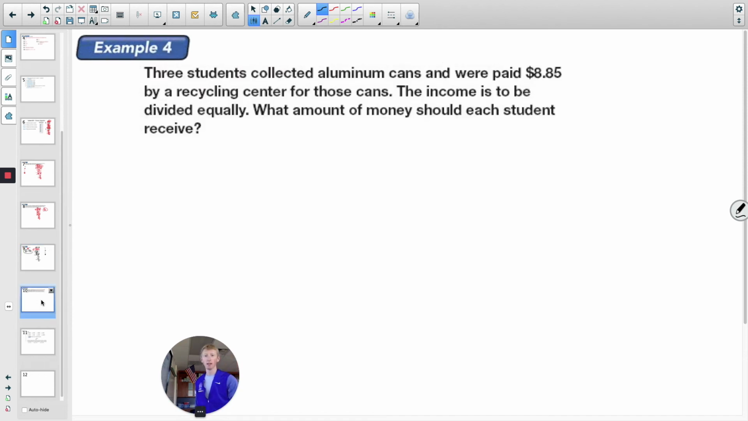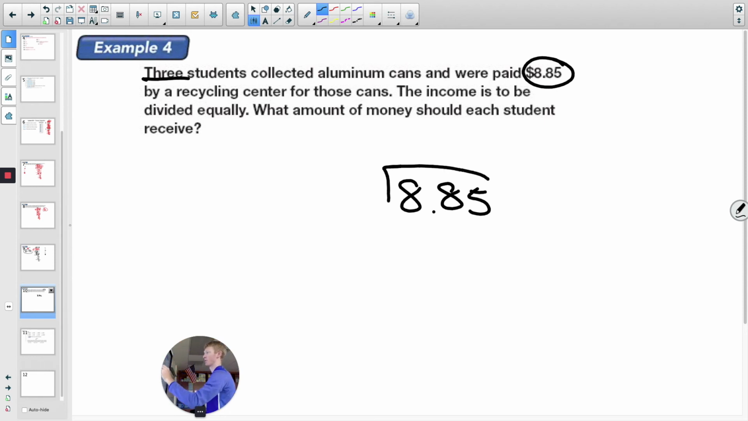3 students collected aluminum cans and were paid $8.85 by a recycling center for those cans. The income is to be divided evenly. What amount of money should each student receive? So we have $8.85 is the amount of money we have. And you have 3 students collecting them, so divide that by 3. Now, whenever dividing decimals, you can just always add a decimal spot right above where the decimal is in your division problem, so that you get an accurate answer.